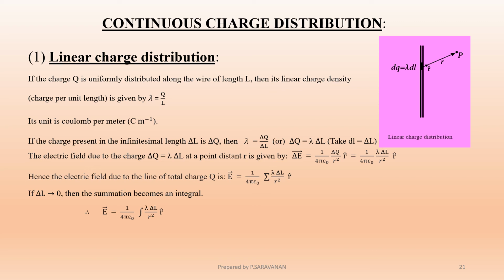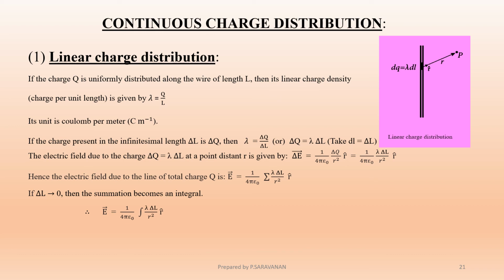The picture contains a straight wire whose entire length is denoted by capital L, and the total quantity of charge present in the wire is denoted by capital Q. If the charge Q is uniformly distributed along the wire of length L, then its linear charge density, which is the charge per unit length, is given by the symbol lambda, and lambda equals Q by L. Q is in coulomb and L is in meter, hence its unit is coulomb per meter.